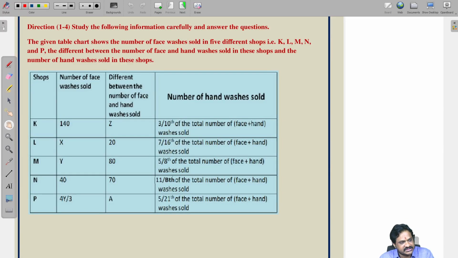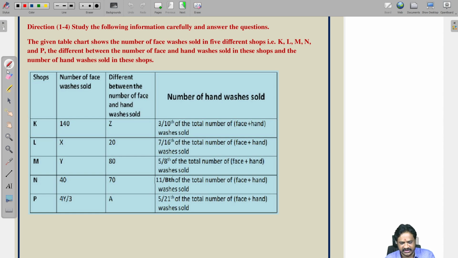Today we will discuss clerical mains, one question related to data interpretation. This is the SBI clerk mains level question. Study the following information carefully, then answer the question. The table given shows the number of face washes sold in 5 different shops K, L, M, N, P.